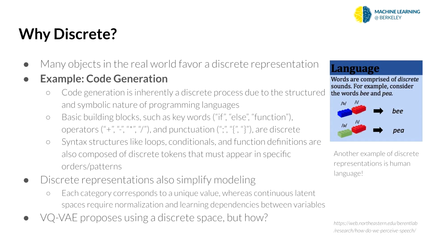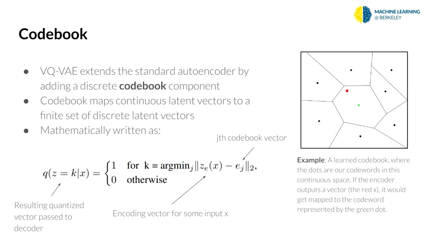So if that makes sense, VQ-VAE essentially proposes using a discrete space. But how does it actually do this? It does this by extending the standard autoencoder structure by adding a discrete codebook component. So what is a codebook? A codebook essentially maps a continuous latent vector to a finite set of discrete latent vectors. This idea of a codebook is essentially VQ. This is what VQ does. Anytime anyone refers to anything as using vector quantization, it will always involve the use of a codebook.